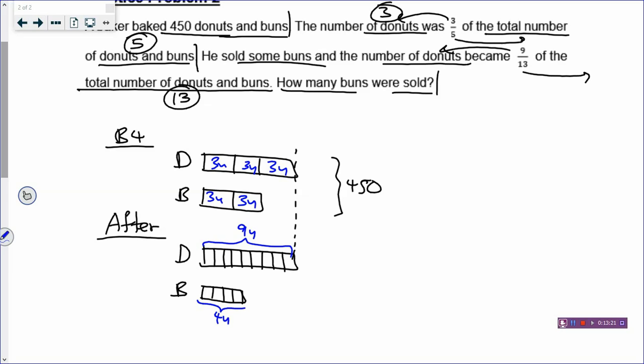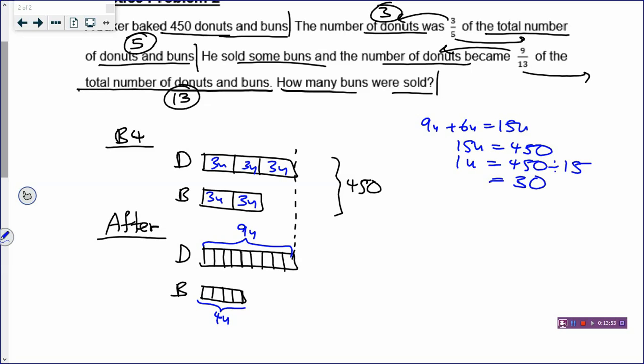So what is the total buns at first? Total donuts and buns at first, 450. So you add all the boxes in the before, all the units. So there are 9 units of donuts at first, plus 6 units of buns at first, and you get a total of 15 units. And 15 units is equal to 450. So your 1 unit will be 450 divided by 15, and you get 1 unit is 30.